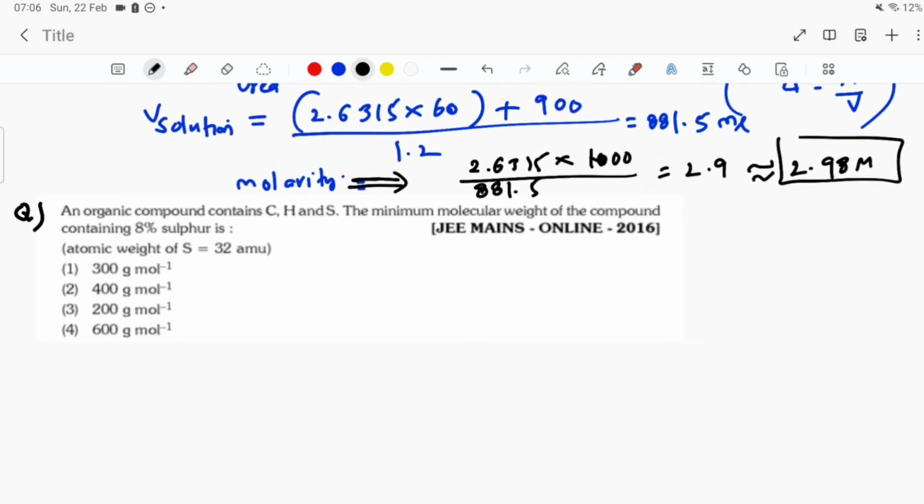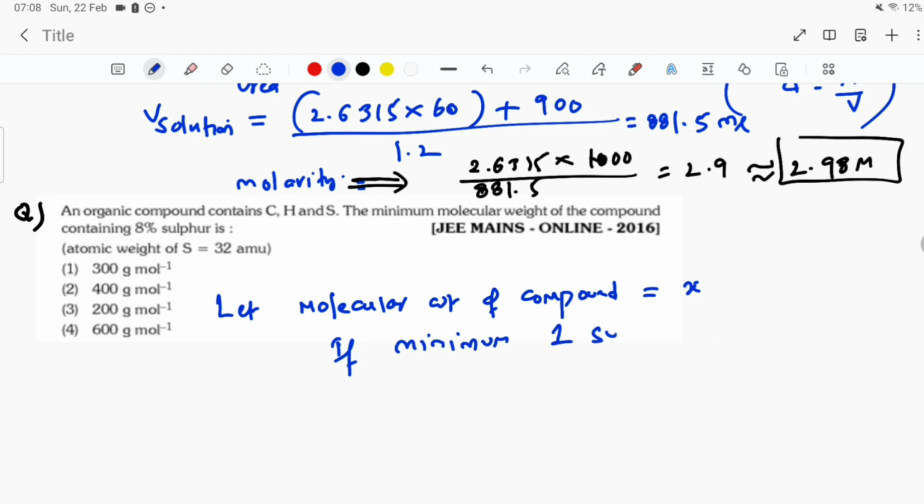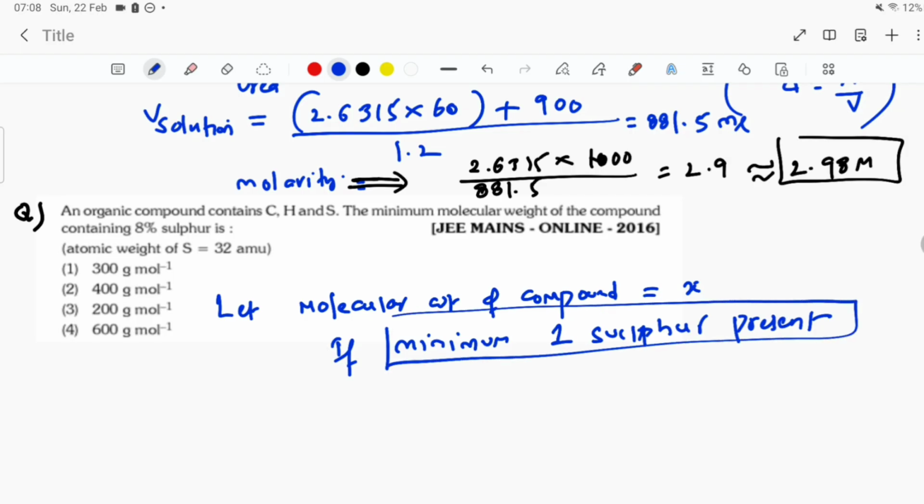An organic compound contains carbon, hydrogen, sulfur. The minimum molecular weight of the compound containing 8% sulfur is... See, these are minimum molecular weight based questions. How do we calculate them? Simple. Let the molecular weight of the compound be X. If a minimum of one sulfur atom is present, these questions are important, so one sulfur minimum means how much amount? 32 grams.